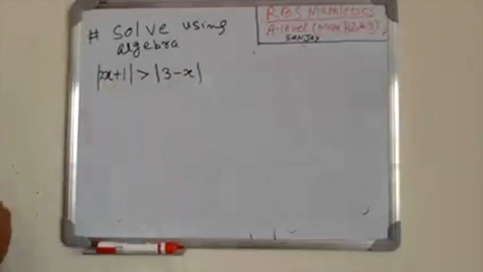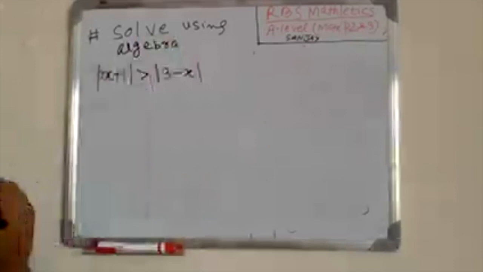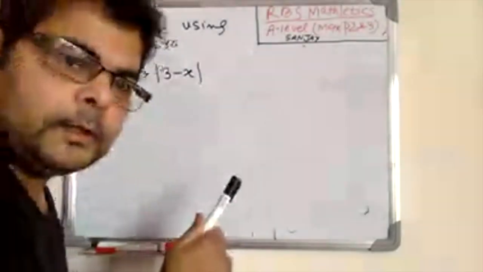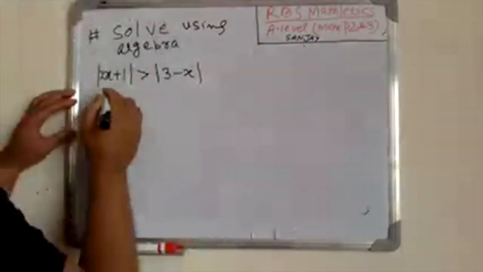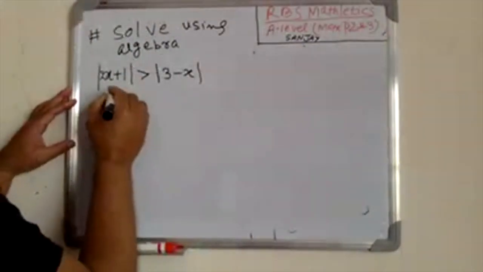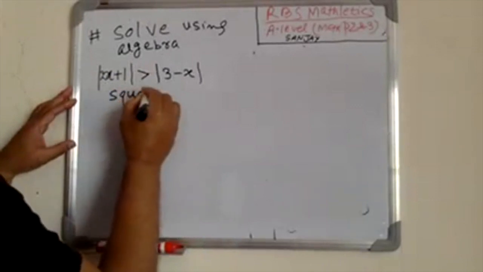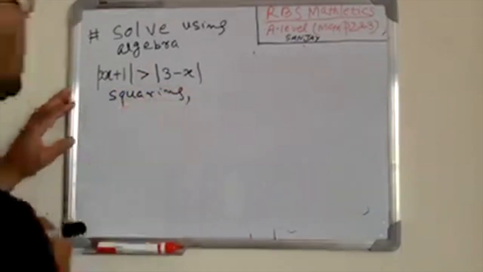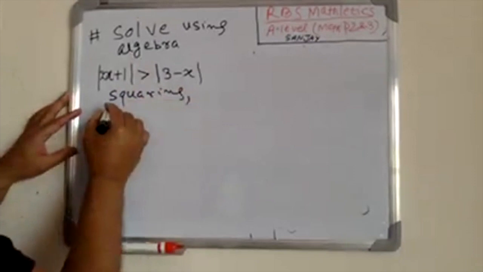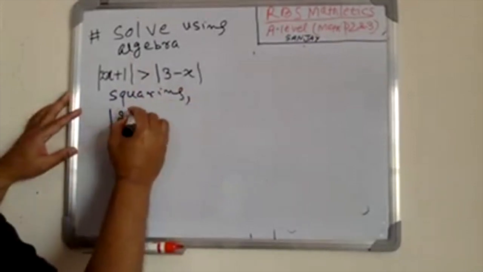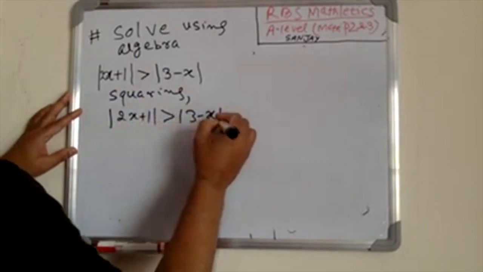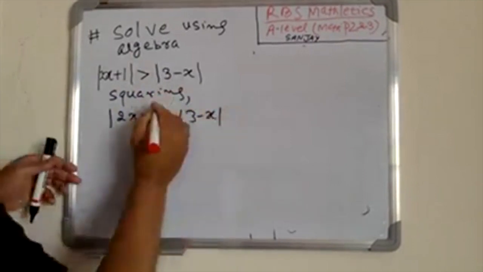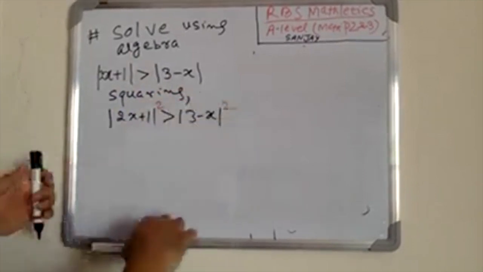That is one of the methods by algebra. But this time I'm going to square both sides. So I'll write here, I'm going to use a squaring method on both sides. You can write squaring to both sides, or if you write just squaring, that works. So here, if you square it, you are going to square 2x plus 1 and 3 minus x. As you are squaring, you can put a square sign here.